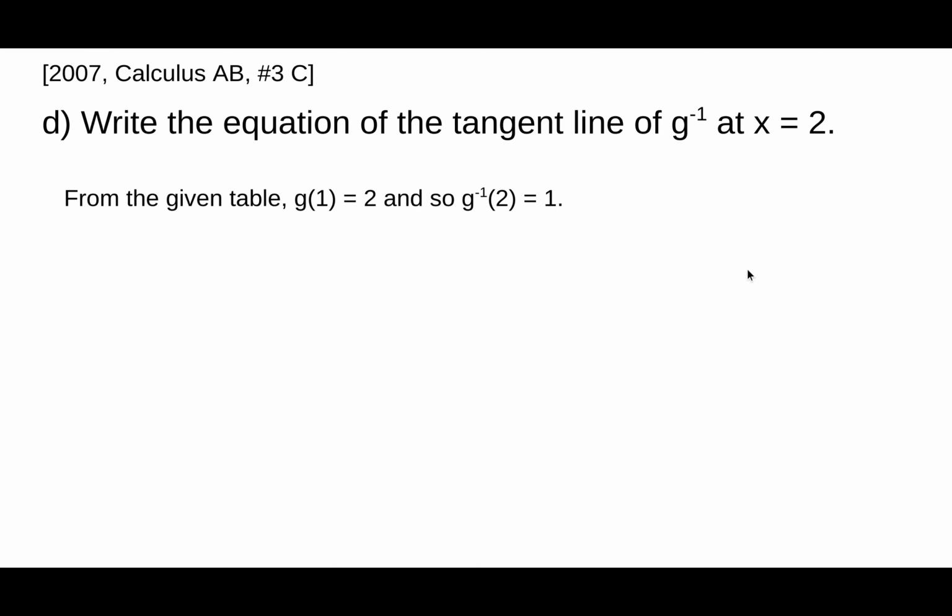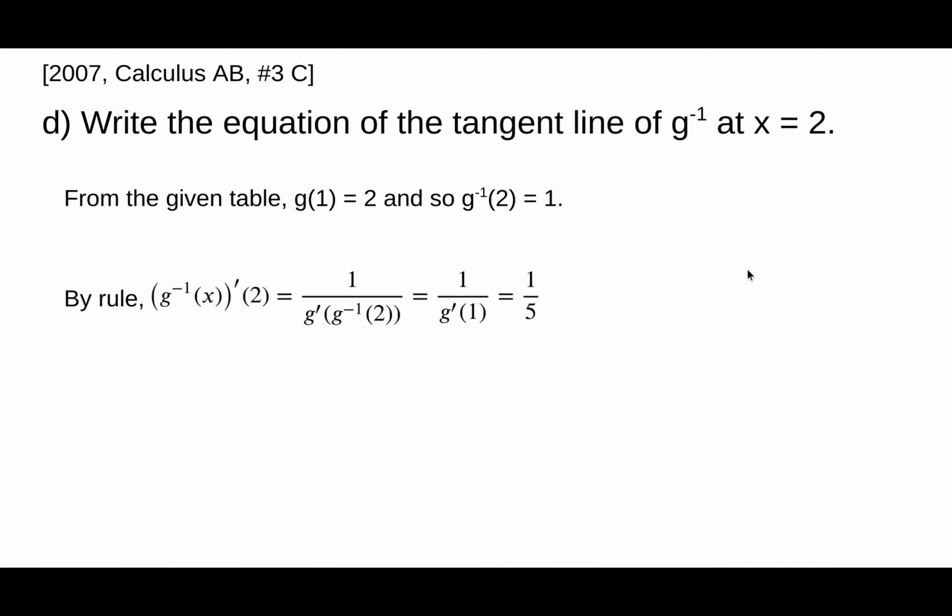So from the given table, we know that g of 1 is equal to 2, and therefore g inverse of 2 has to equal 1. Remember, in order to write the equation of the tangent line, we need both an x-coordinate and a y-coordinate. Here our x-coordinate is 2, and based on the table, the y-coordinate will be 1. Now we just have to find the slope of the tangent line of g inverse at x equals 2.